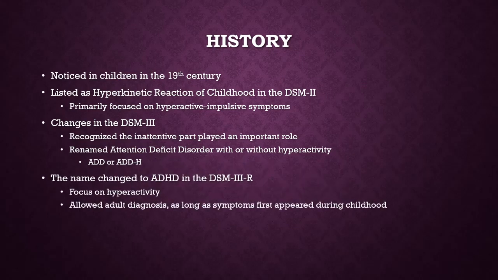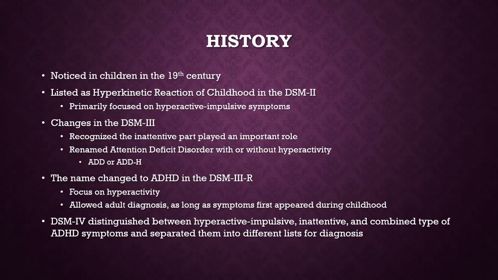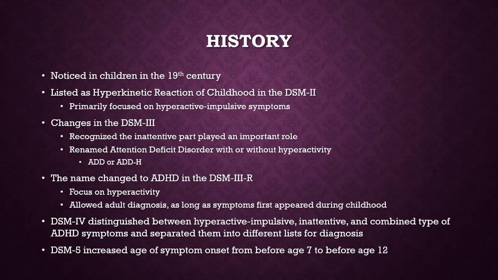The name changed to ADHD in the DSM-3 revised. The DSM-3 revised went back to focusing on hyperactivity, though it also allowed adults to be diagnosed as long as symptoms first appeared during childhood. The DSM-4 distinguished between hyperactive, impulsive, inattentive, and combined types of ADHD and separated them into different lists for diagnosis. The DSM-5 increased the age of symptom onset from before the age of 7 to before the age of 12.